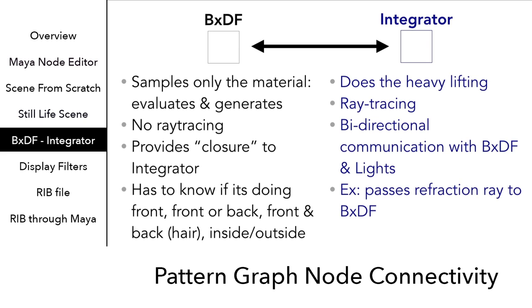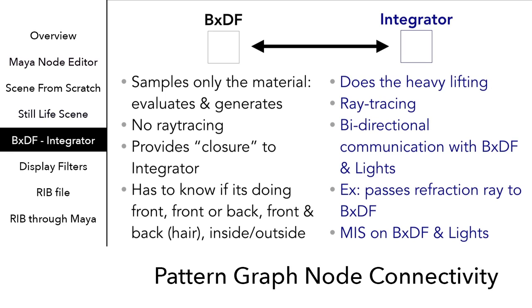And as an example, as we mentioned before with the BXDF, the integrator actually does the ray tracing of the refraction ray, but it passes that to the BXDF to do the material sample for that refraction. And also, it's doing MIS, and that's multiple importance sampling on the BXDF and lights. So it looks at, is it a shiny material? How big are the light sources?